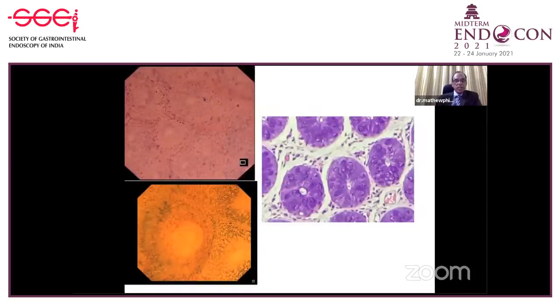And this is another patient. Again, you can see that this is actually the crypt with a thickened wall and a lot of cells. Again, a crypt with a thick wall, suggestive of cryptitis. And this is the histopathology of the same patient showing cryptitis. Next slide.